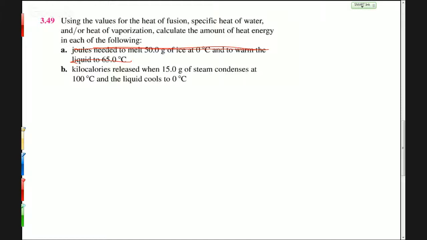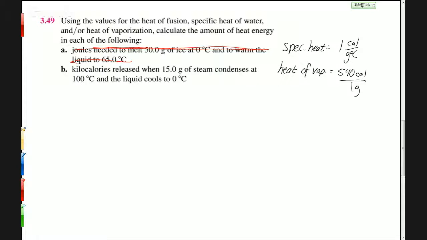So information that you need for this: you need to know that the specific heat of water is 1 calorie per gram degree C, which you should know. And you need to know that the heat of vaporization for water is 540 calories per gram.